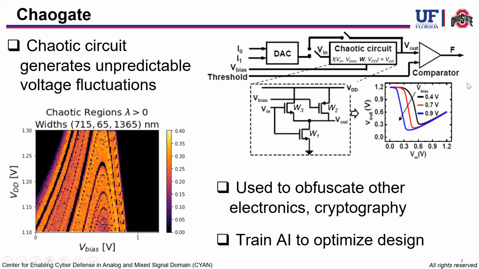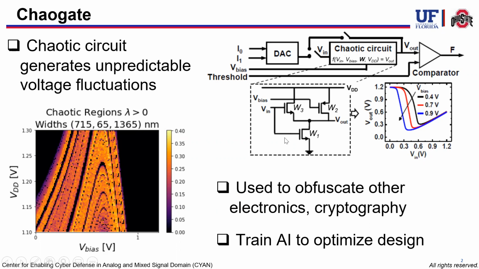So I said we work on analog-enabled cryptography, and to us, that means a particular system known as the chaos gate, short for chaotic logic gate. Basically, it's a circuit that generates unpredictable fluctuations in voltage and electricity, and it's very small. It's composed of nanometer-wide MOSFETs, or transistors, which are coupled to each other.